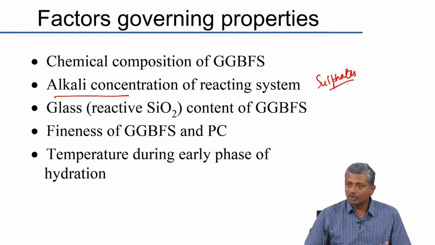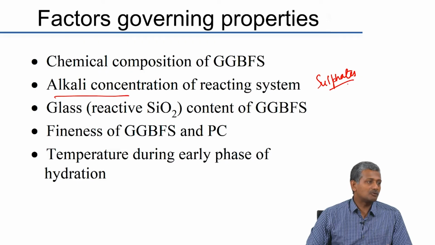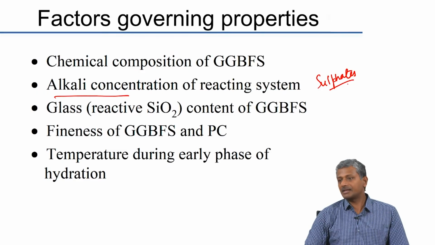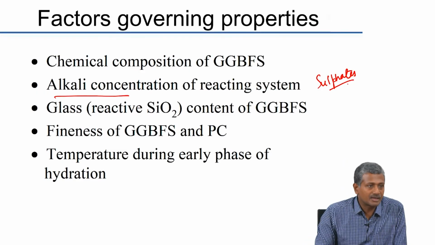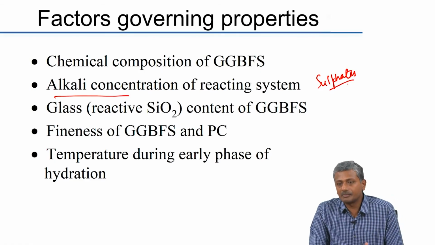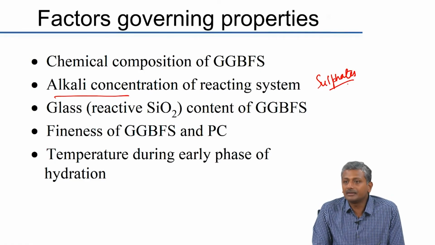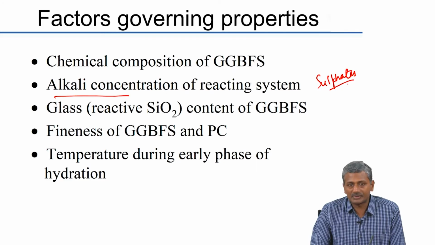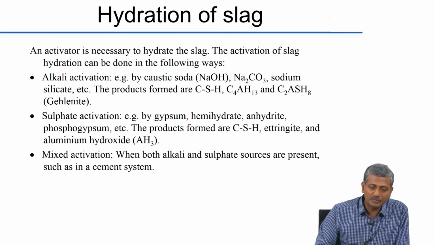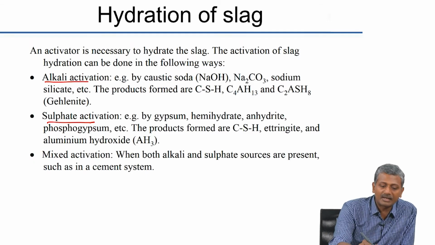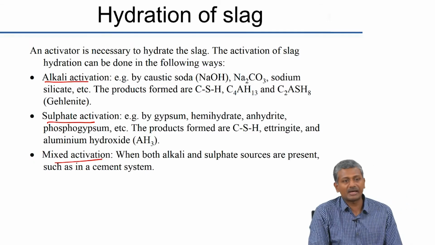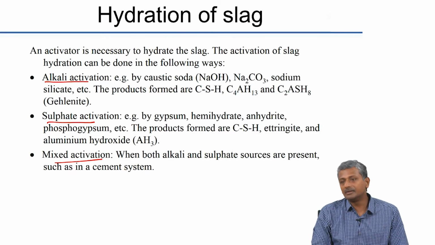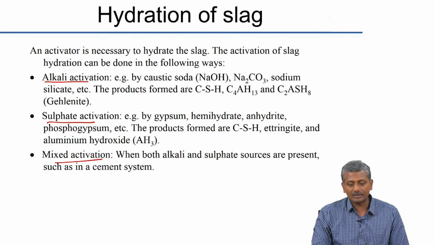Now the amount of reactive silica in the slag is obviously important from the perspective of how fast it will actually end up reacting and produce the CSH. The fineness of the slag is quite obvious, and just like in the case of Portland cement system, higher the fineness, the faster will be the reactivity of the system. And in the early stages of hydration, if the temperature is high, that causes a further acceleration of the hydration process of slag. So, hydration of slag basically happens because of alkali activation or sulfate activation or mixed activation. You can actually have a mixed activation in which both alkalis and sulfates are present, just like in the case of ordinary Portland cement replaced partially by slag, and that is where you get a mixed activation.